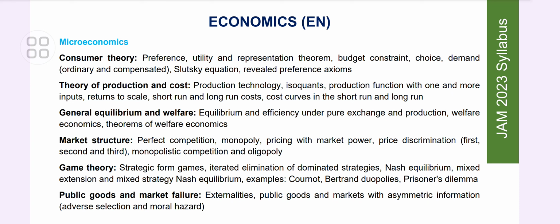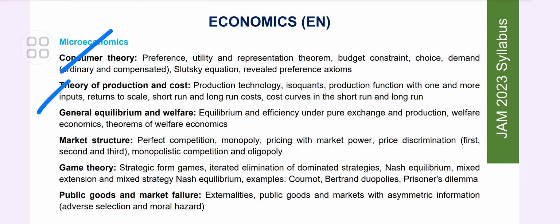So, first we are going to discuss consumer theory: the preference, utility, whether it is ordinal utility or cardinal utility, the representation theorem, the budget constraint, obviously px into x plus py into y is equal to m. So, finding out different types of budget and everything. The choice, the demand, whether it is ordinary or compensated, the Slutsky equation, and the revealed preference axiom. Also, in addition to that, the Cournot solution, everything we need to understand.